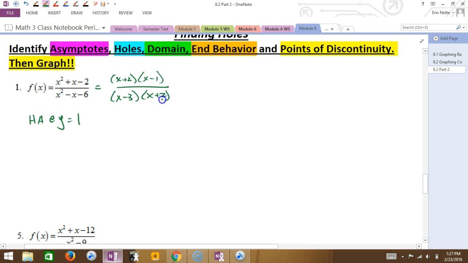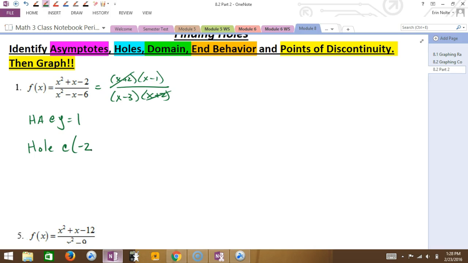Good. Now if I look at this, does anything cancel? Yes. What do you have on the top and on the bottom? The x plus 2. So when something cancels, what is created? A hole. So we have a hole at what x value? At -2. All I have to do is figure out what value makes that 0. Now, can I figure out the corresponding y value?